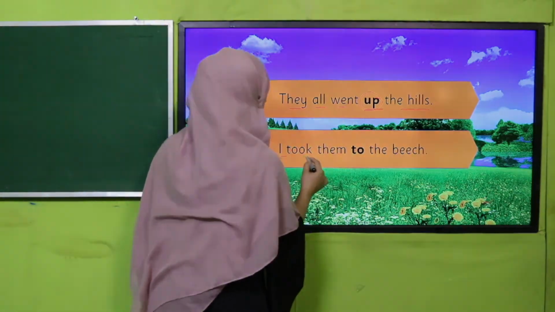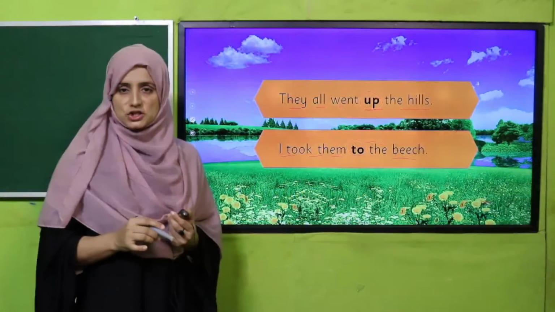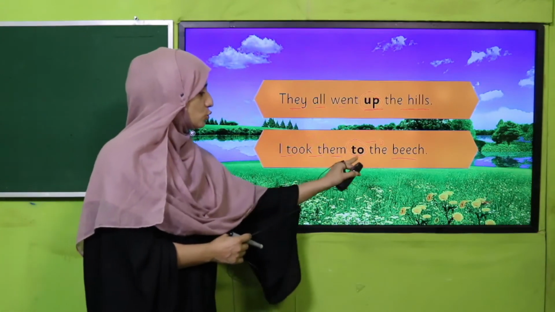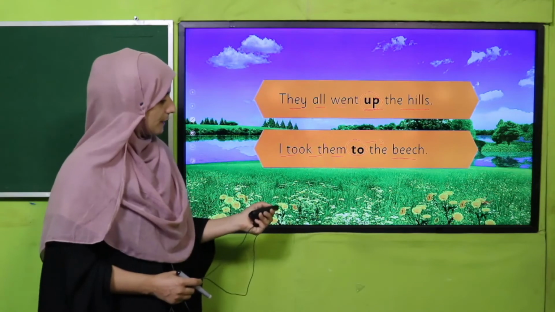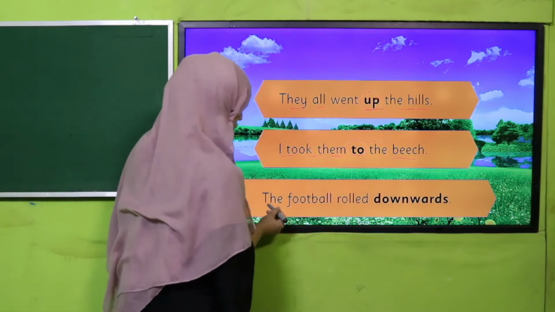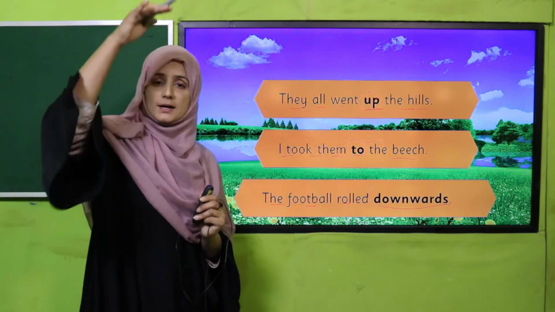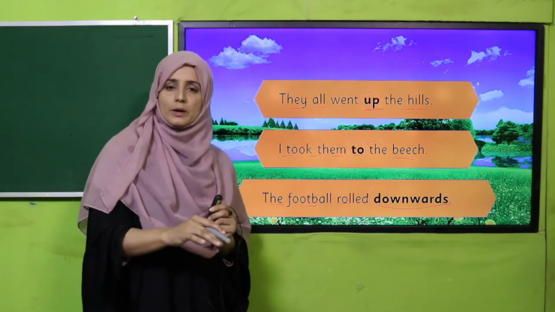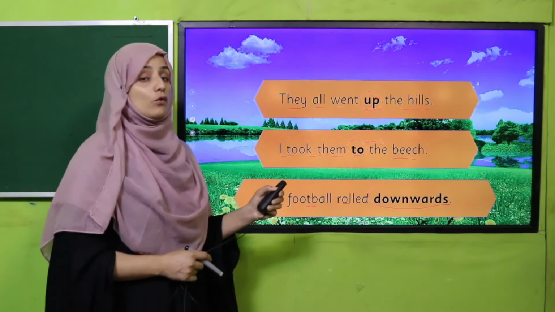The next example, I took them to the beach. So try to get, my dear students, where I took them. I took them to the beach. So the beach is our final destination and a place, and we are moving to the beach. So "to" is giving us direction. Good. See the next examples and try to judge. The football rolled downwards. So now where did the football roll? Downwards. The football is rolling down. So this is giving us the direction of the football.